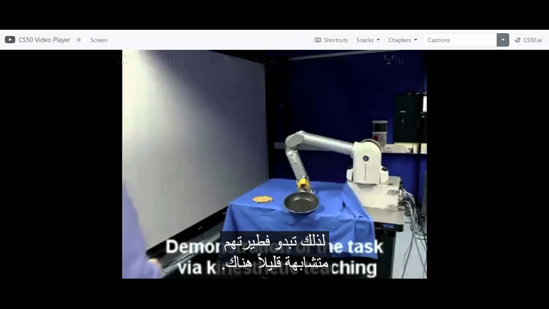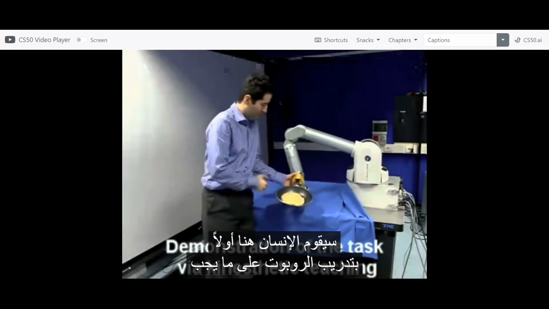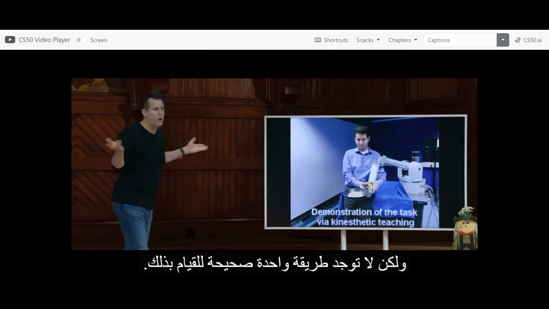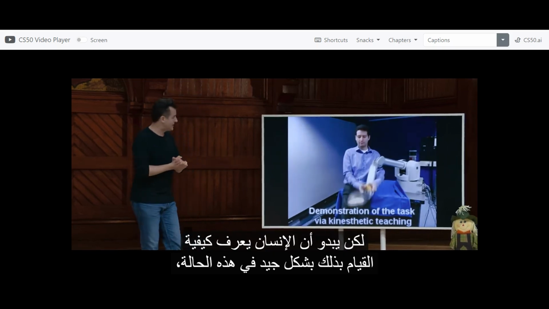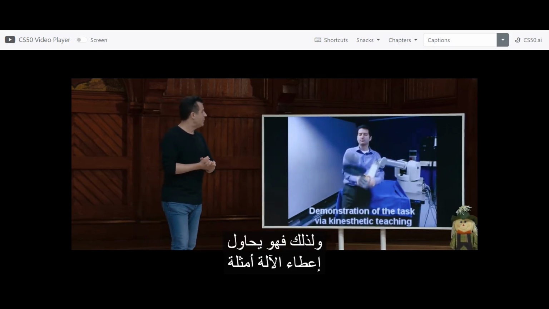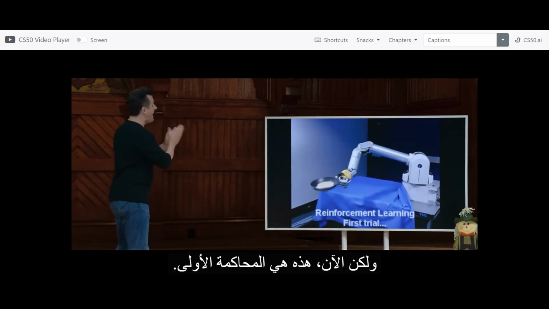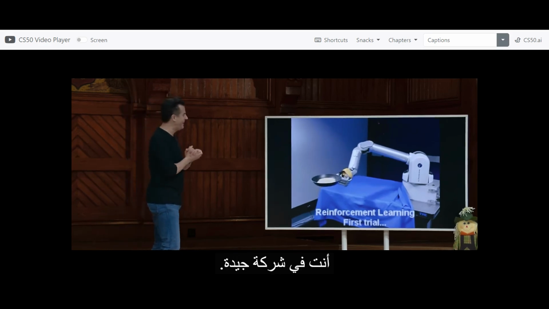So their pancake looks a little similar there. The human here is going to first sort of train the robot what to do by showing it some gestures. But there's no one right way to do this. But the human seems to know how to do it pretty well in this case. And so it's trying to give the machine examples of how to flip a pancake successfully. But now, this is the very first trial. Okay, look familiar. You're in good company.